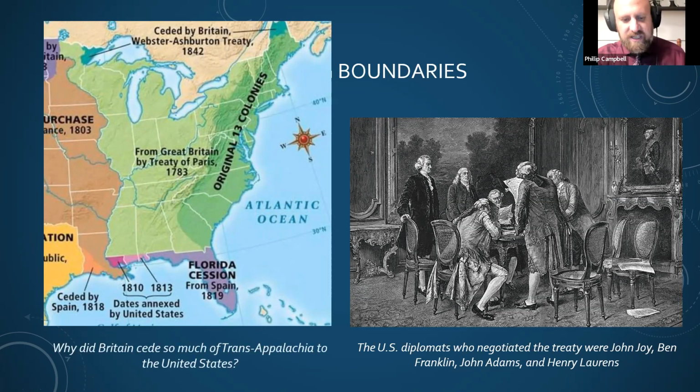Why did Britain cede all this land, right? The colonies are here. I mean, in theory, Britain could have said, all right, you colonies are independent, but we're keeping everything on the other side of the Appalachians. Why do you think Britain was so generous here? What was the benefit of giving all this land to the United States? Anybody want to take a guess?